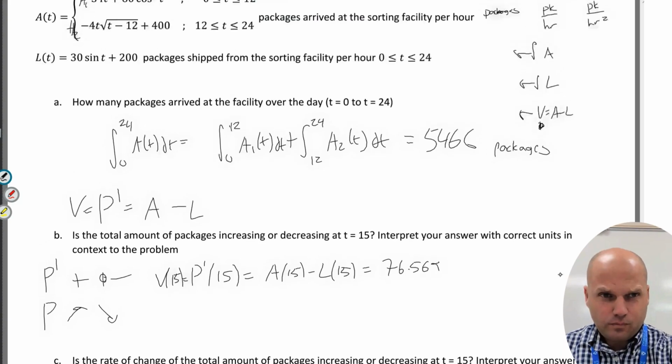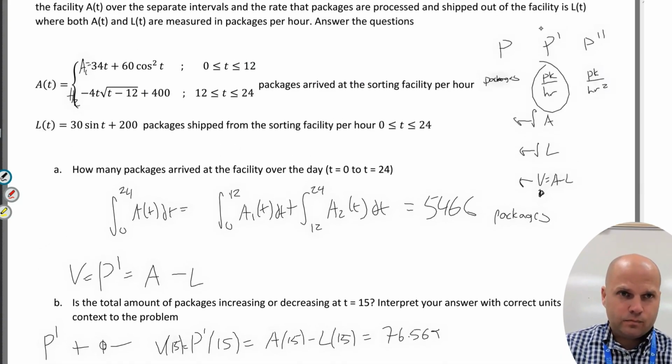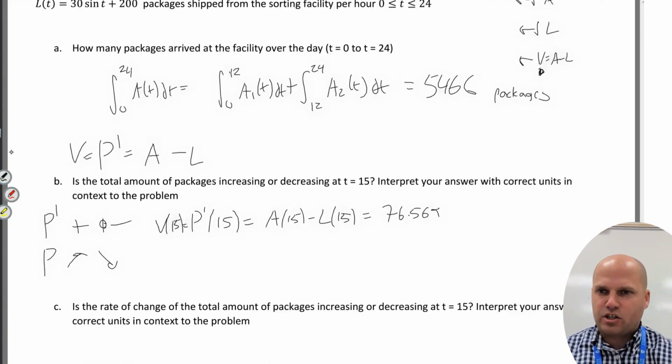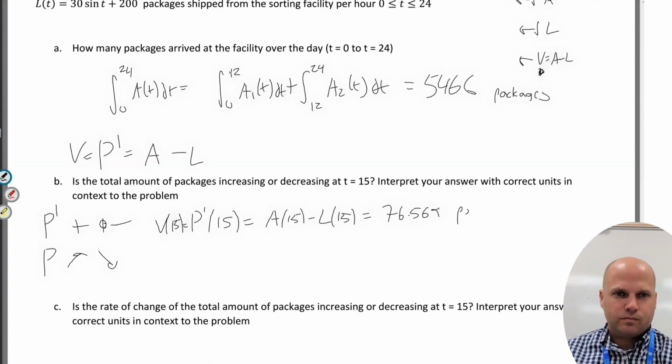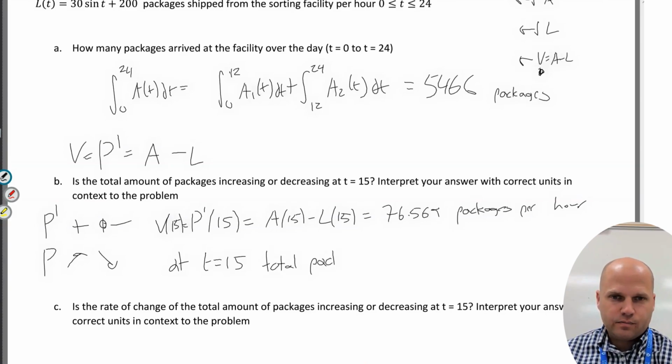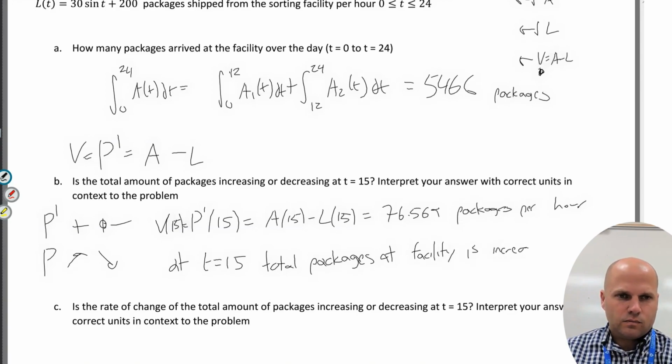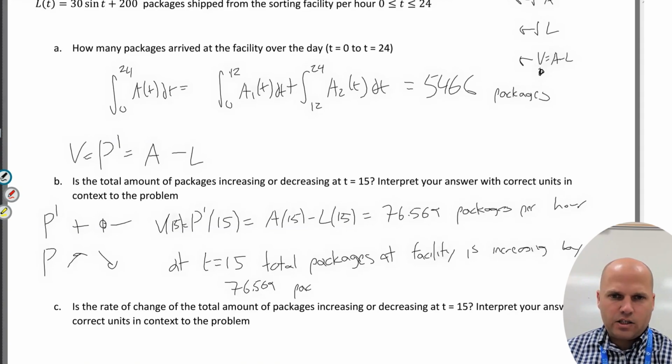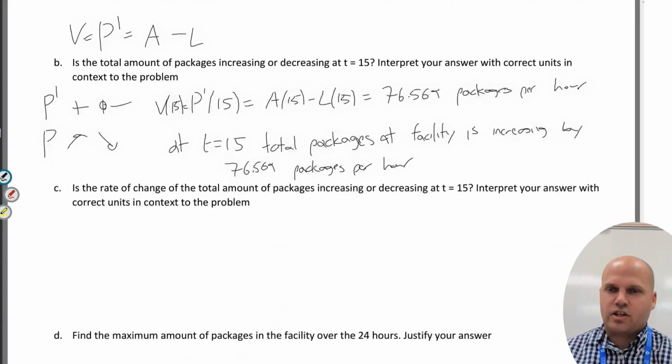What is that? Packages per hour. It's a rate of change. It's how the position is changing, the position being packages. At t equals 15, the total packages at the facility is increasing by 76.569 packages per hour. Is the rate of change increasing or decreasing?